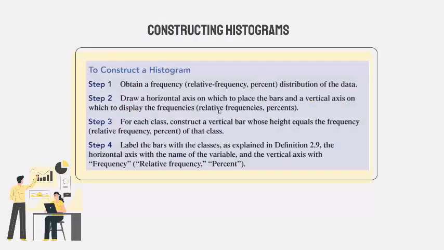Here's how we construct a histogram. First, we obtain a frequency or relative frequency distribution of the data. Then we draw a horizontal axis on which to place the bars and a vertical axis on which to display the frequencies. For each class, we construct a vertical bar whose height equals the frequency of that class. Finally, we label the bars with the classes, the horizontal axis with the name of the variable, and the vertical axis with the frequency.